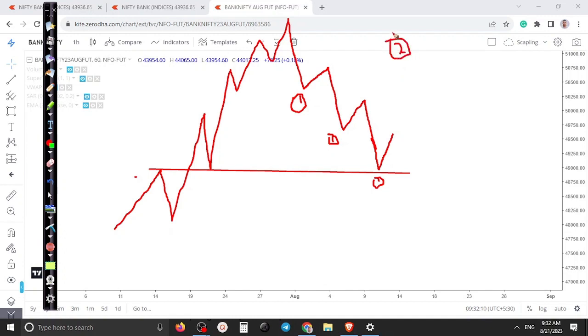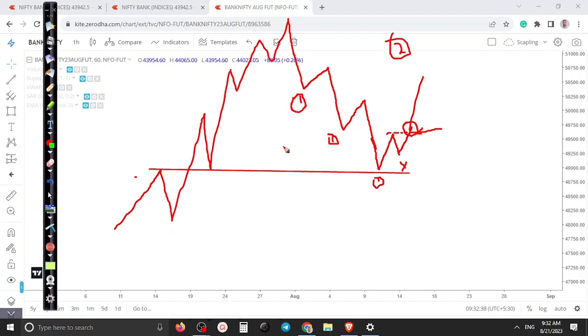So again, let's say price drops. Now it fails to create a lower low. In that case, price tries to rise again, rises and breaks this higher point. That is our trigger point. This is called a trend reversal. We enter here. Okay, perfect.